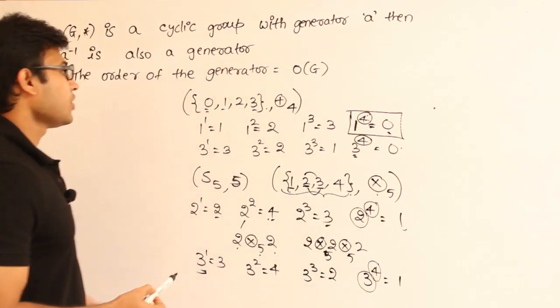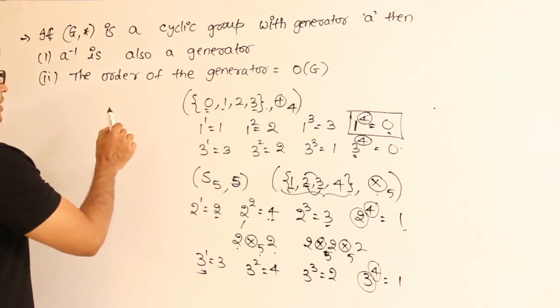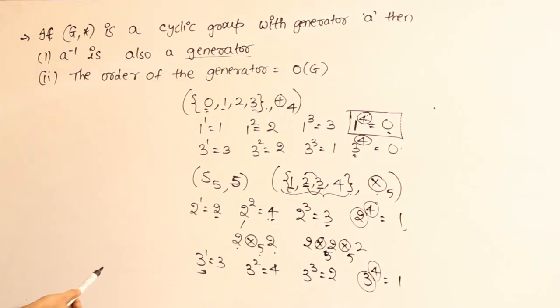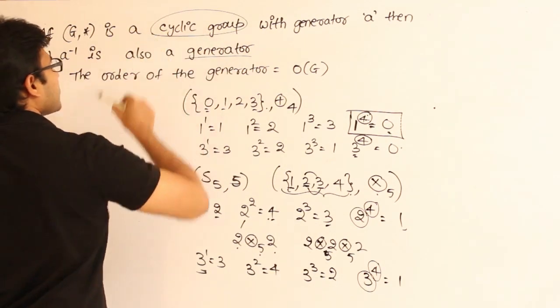So these 2 points will be valid for any cyclic group, and remember that these are valid only for a cyclic group. It is not that you always have a generator. There might not be a generator at all. So we are talking about all this considering the cyclic group, not for normal groups.